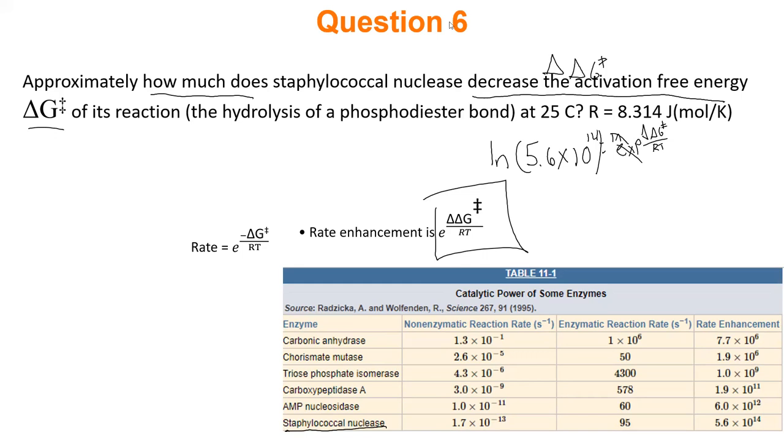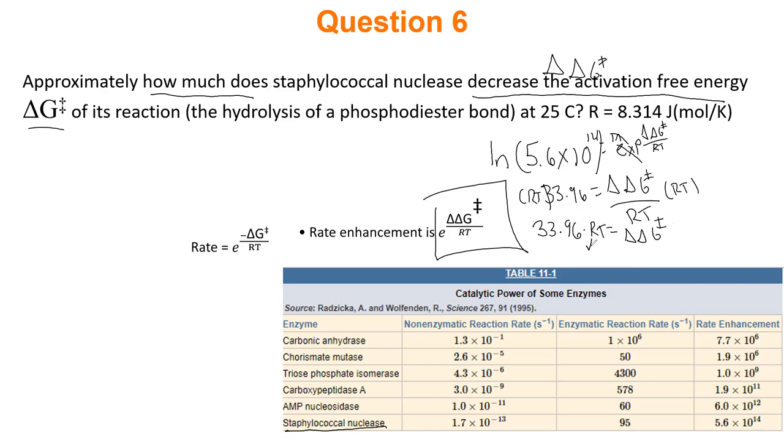So this is equal to 33.96 equals delta G double dagger divided by RT. Multiply each side by RT to get our variable alone. 33.96 times RT equals delta G double dagger.